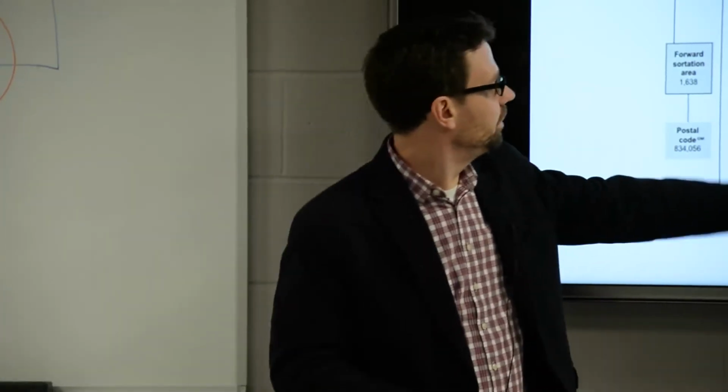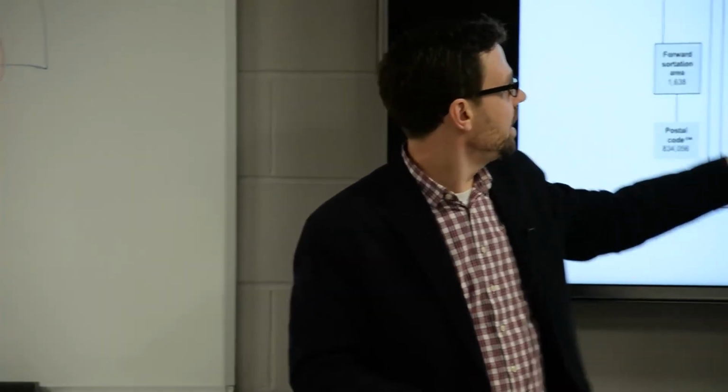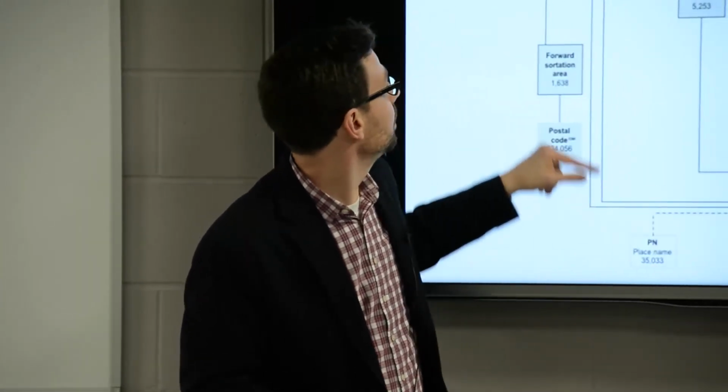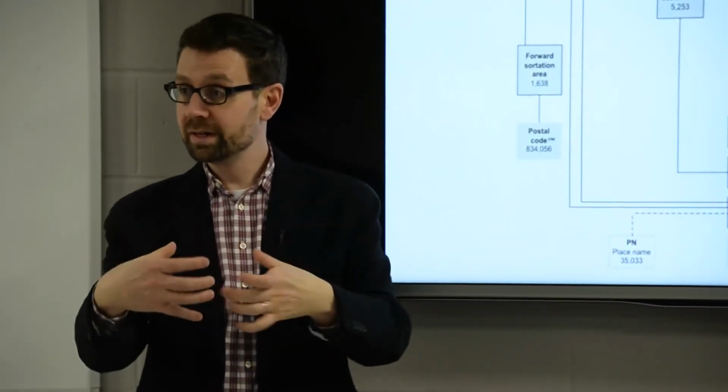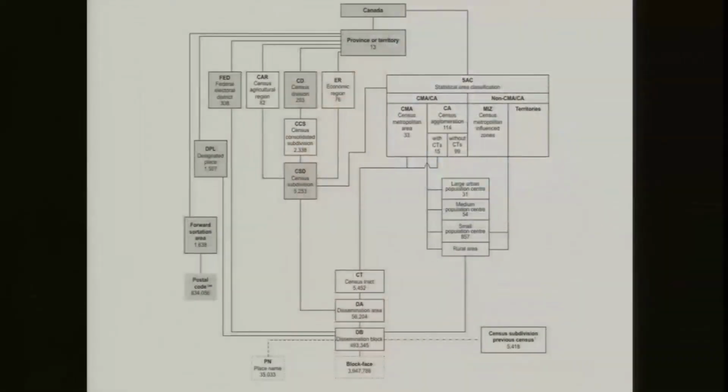These all fit within a hierarchy. So everything above dissemination blocks is comprised of them. The electoral districts, the dissemination block boundaries are coincident with it, right? Dissemination areas, census subdivisions. A dissemination area never crosses a boundary between one census subdivision and another. The boundary of one is always the boundary of another. They never split them in between.